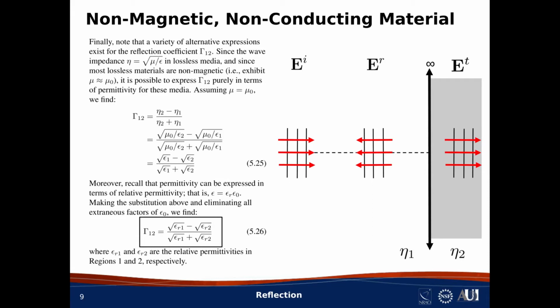Now, to make this expression even more convenient, we can express the permittivities in terms of relative permittivities. That is, 1 for free space, and so on. This is easy to derive because all you need to do is divide the numerator and the denominator by the square root of the permittivity of free space. And the result when you do that is equation 5.26, shown in the box at the bottom of this slide. Now remember, this expression is specific to scenarios where both materials are non-magnetic and non-conducting.